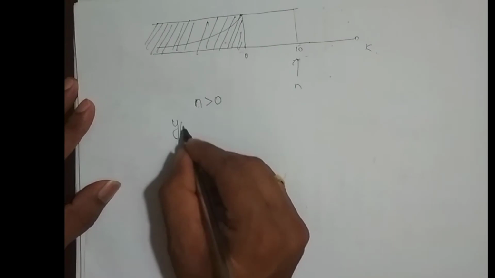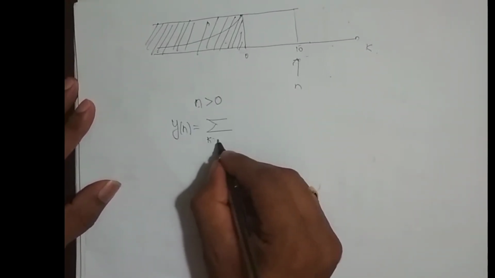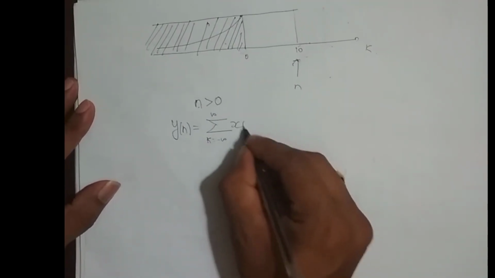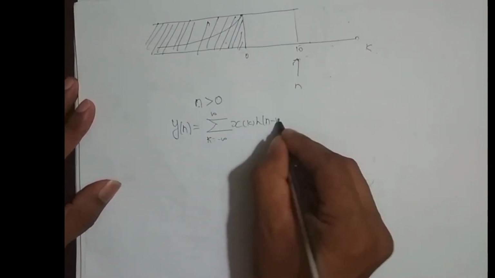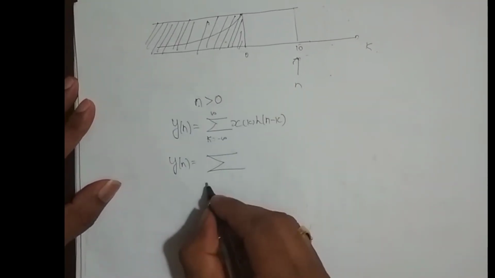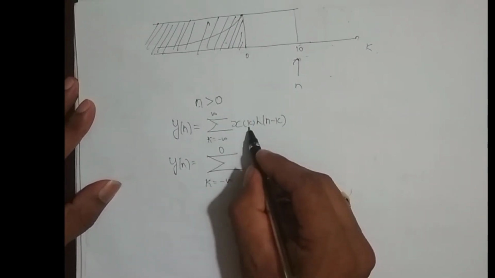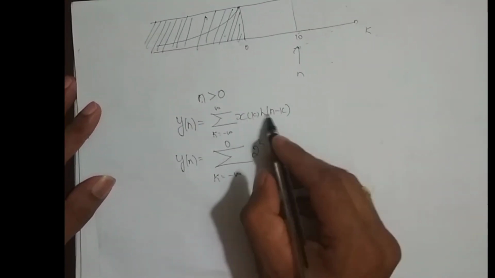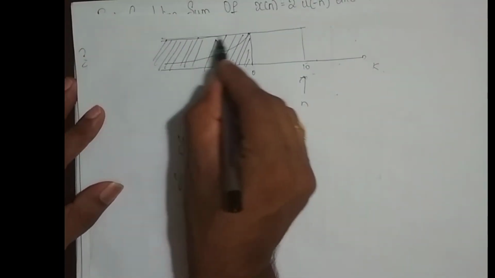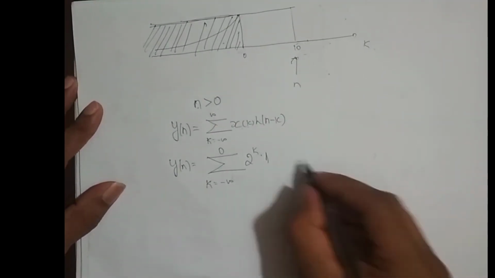For that, what is my y of n? Y of n is summation k varying from minus infinity to infinity x of k h of n minus k. So y of n is equal to, so the overlap portion starts from minus infinity and ends at 0. X of k is what? 2 power k. Why? Because x of n is 2 power n, therefore x of k is 2 power k. And what is h of n minus k? It is the unit step function, it is 1. Okay.